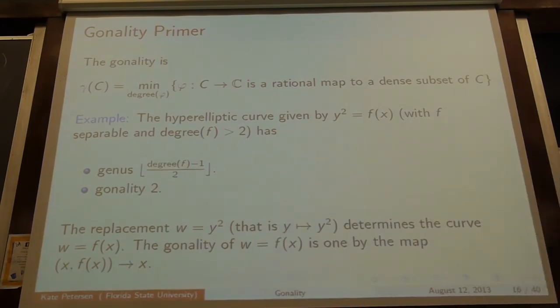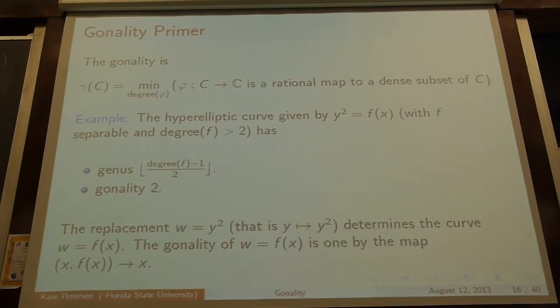Okay, but w equals f of x is really a graph, if you will. And so I can just project the point (x, f of x) to x. This projection, if you just think of pre-calc, I have the graph, I'm just projecting this way, so it's 1:1. So my first map was squaring, that's a degree 2 map. My second map is just a degree 1 projection. So I've now given you a degree 2 map from this curve to C. And it turns out that there's no smaller degree that'll work. So that's why I wanted the degree to be bigger than 2. So these all have gonality 2, but they can have arbitrarily large genus. So in some sense, this invariant is almost orthogonal to genus, but not precisely.